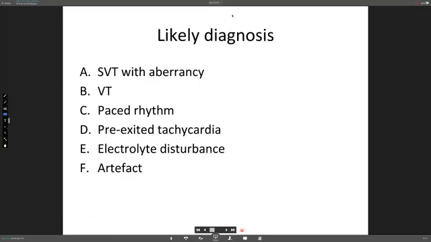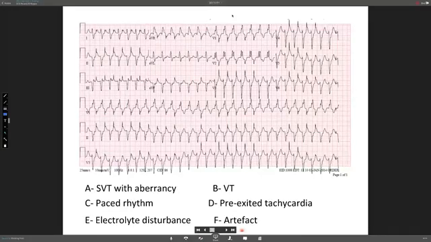And I'll show you an ECG with options. So if you could type your answer in the chat box.